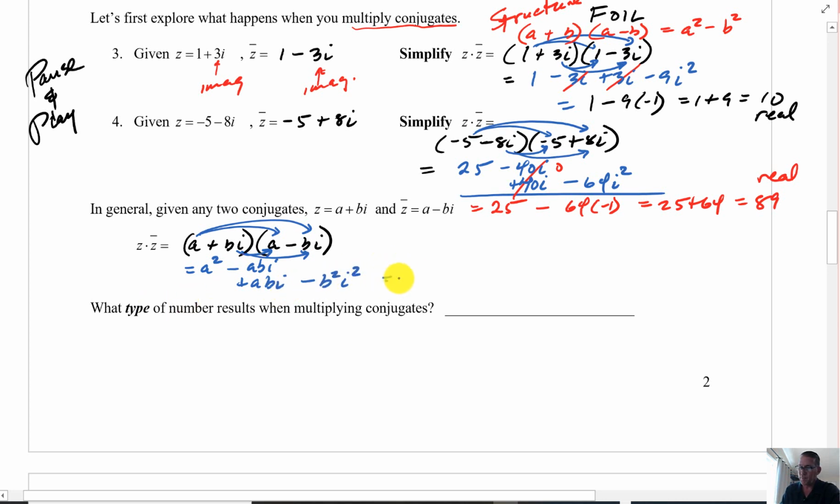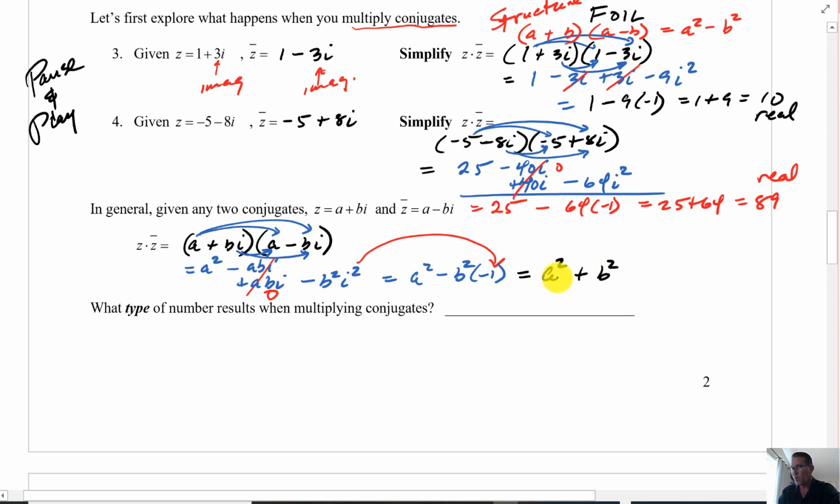Okay, so what do we get? Well, these terms in the middle cancel, and I see a squared right here. So a squared minus b squared times negative 1. Remember, every time you see an i squared, you get negative 1. These cancel the signs. Negative times a negative is a positive. So let's switch to addition here, and you get a squared plus b squared.